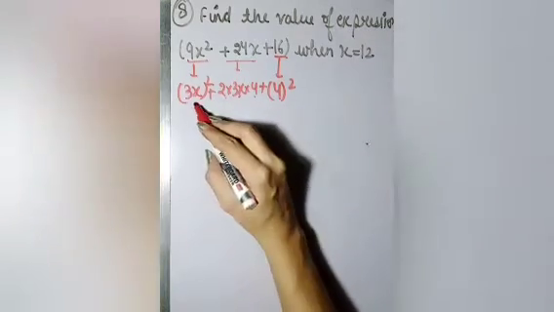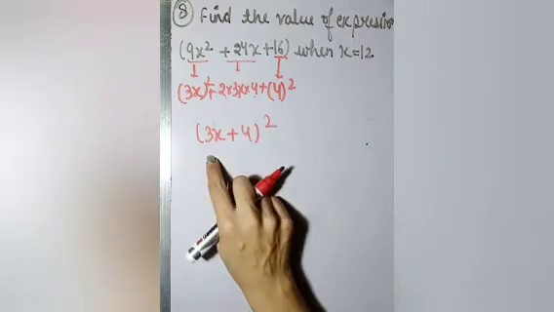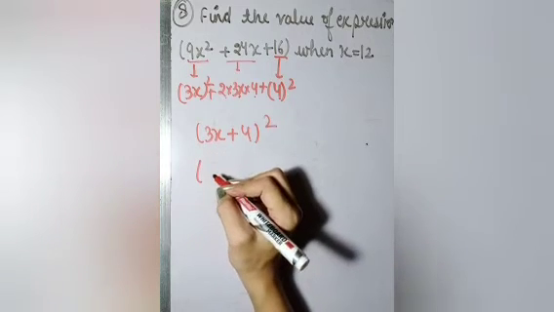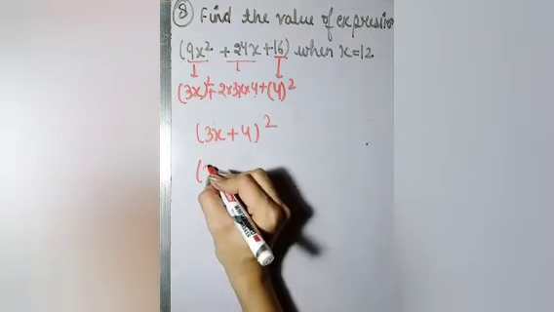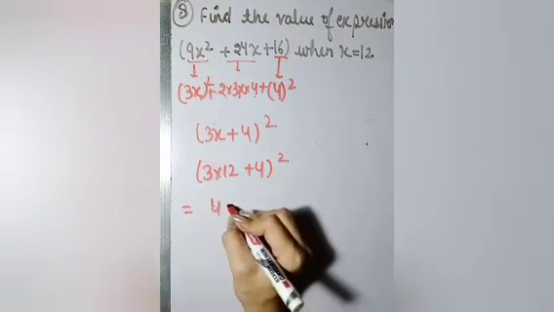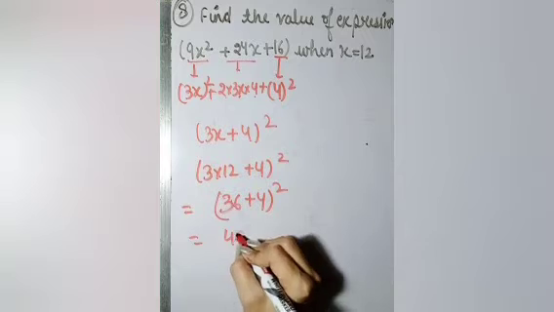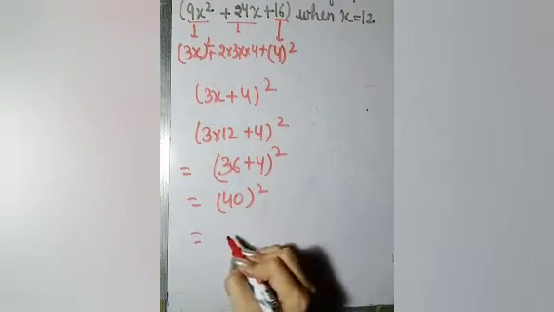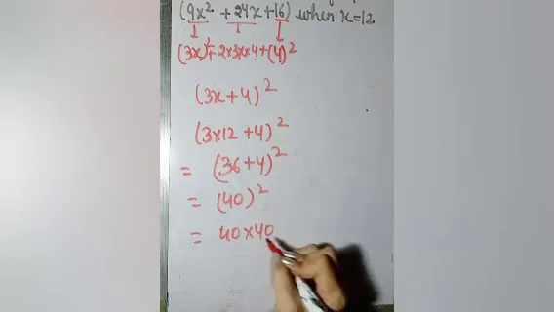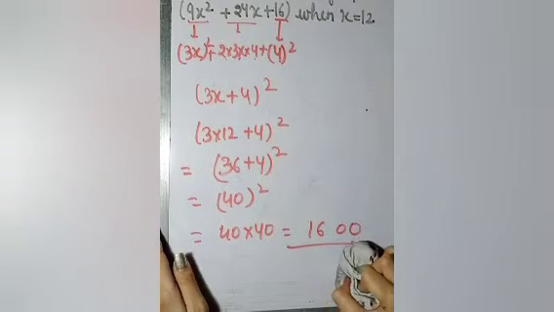So isn't it like (3x plus 4) whole square, right? It is. Now put the value of x. The value of x is 12. 3 into 12 is 36, plus 4. It is 40 square. Now the square of 40 will be 40 into 40. 0 0, 4 4s are 16. 1600. This is the answer. Now move on to question number 9. Sorry, 10.